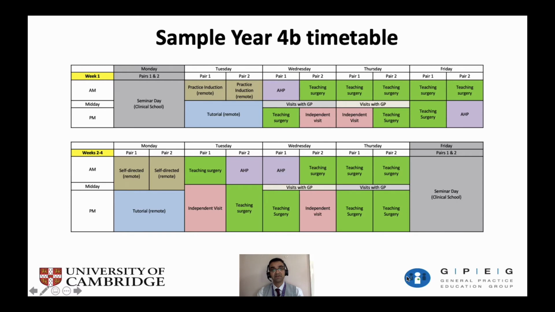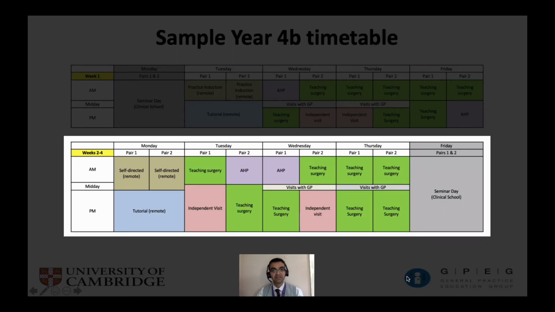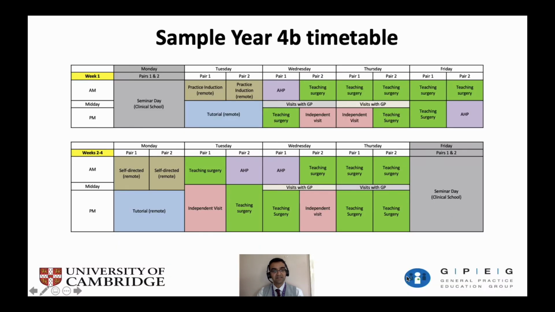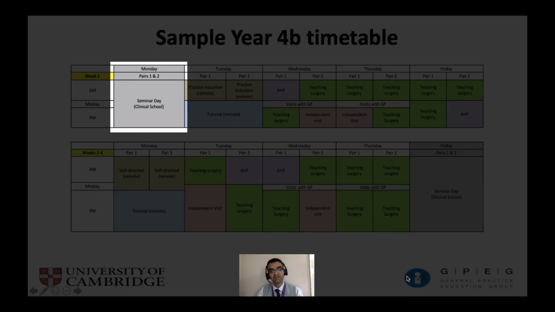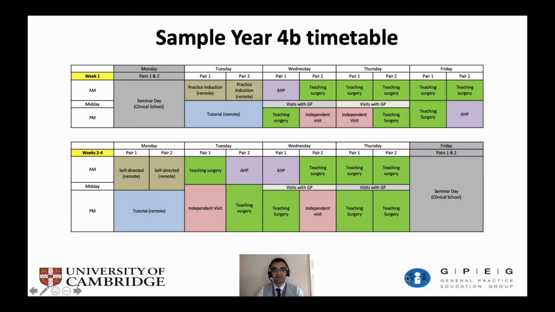So here's an example of the Year 4B timetable. As you can see, there are 2 bars. The top bar is week 1, and the bottom bar is weeks 2 to 4. In week 1, the students are in the clinical school on the first day for the seminar days, but for weeks 2 to 4 afterwards, they're in on Fridays for their seminars at the clinical school.